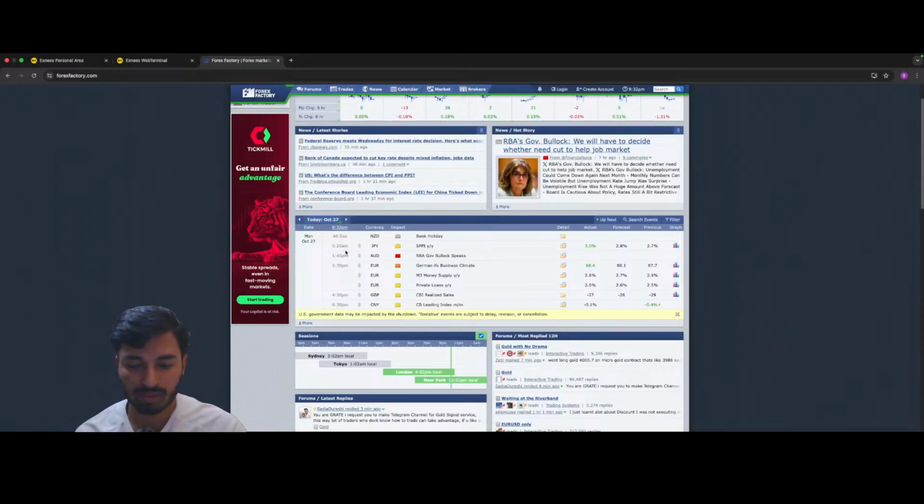Today there is no news for the US dollar. If there is any unemployment or CPI data or monetary policy and the US dollar is negative, then the US dollar becomes weak. If the dollar becomes weak, then Bitcoin and gold prices will go up. If the dollar becomes strong, then Bitcoin and the rest will go down.